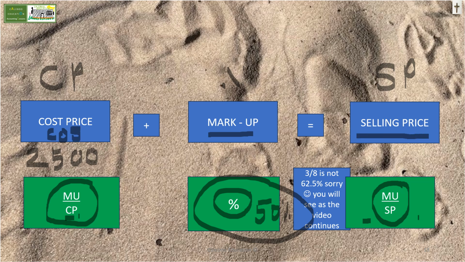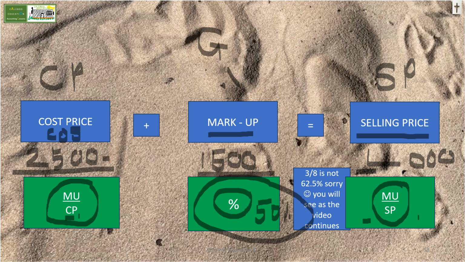In our example, the cost price, I gave you the actual values. The cost price was 2,500. The items were sold for 4,000. The markup was therefore 1,500. 4,000 minus 2,500 is equal to 1,500. The markup is also known as the gross profit.